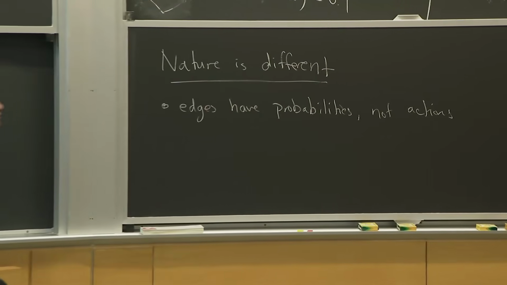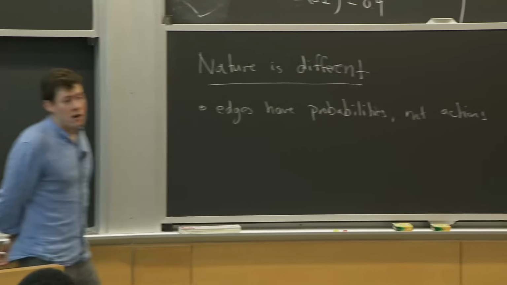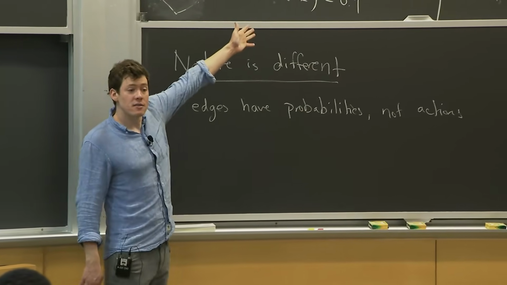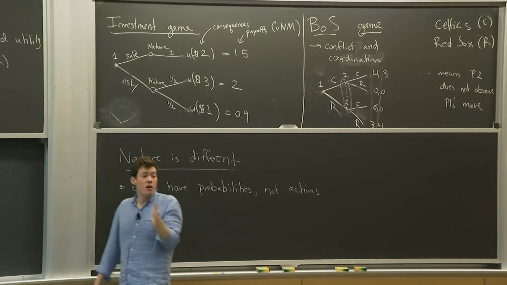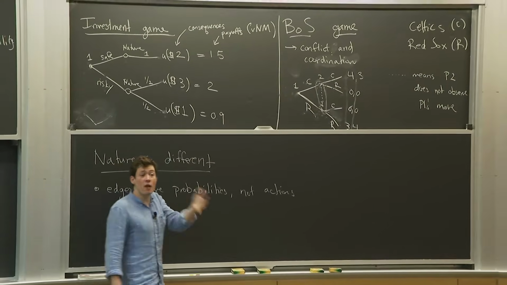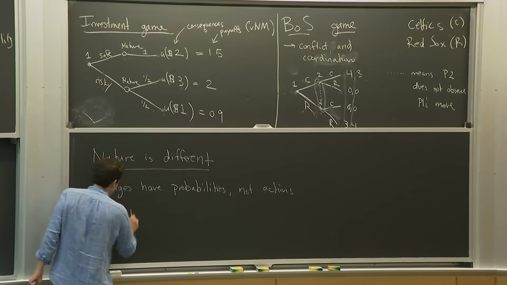Any other things you notice that are different about nature? Well, one thing, nature doesn't have payoffs. Right? When we labeled payoffs at the end of the game, we only specified payoffs for the strategic players in the game, players 1 through n. We didn't label it for nature. So nature has no payoffs.